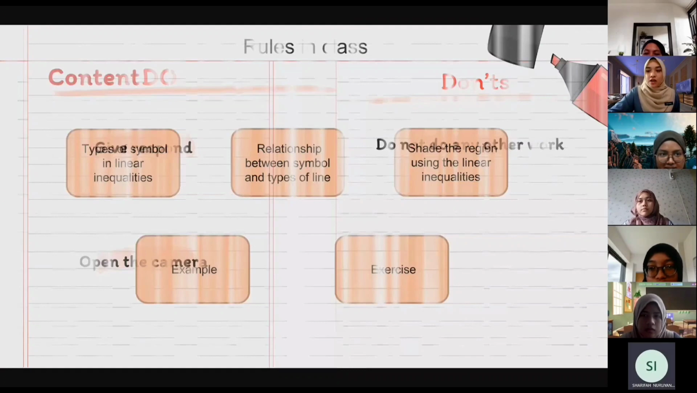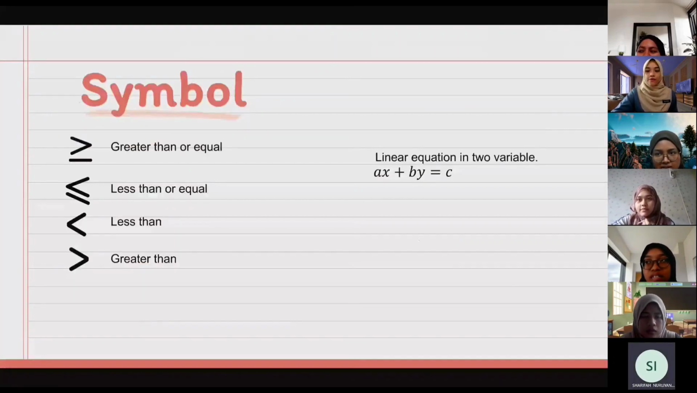So let's move on to the content for today's lesson. Today we will learn about the types of symbol in linear inequalities. We also will learn about the relationship between the symbol and types of line, and check the region using the linear inequalities. I will show you some examples, and also we will do the exercise together. All right? Is it okay, everyone? Okay. All right. So let's move on to our first content, which is types of symbol.